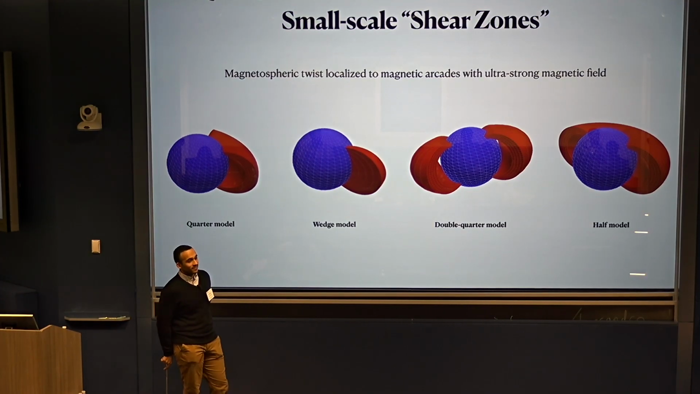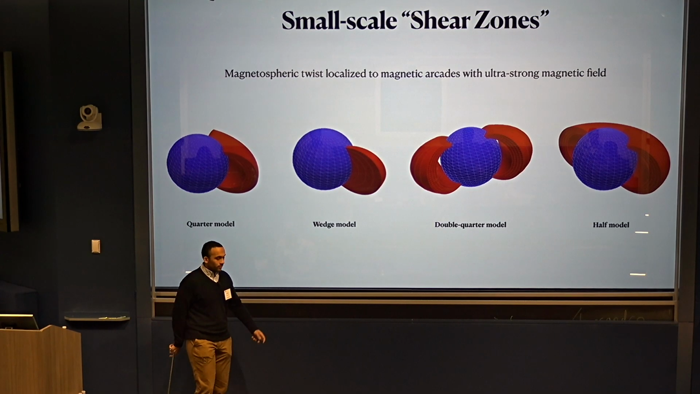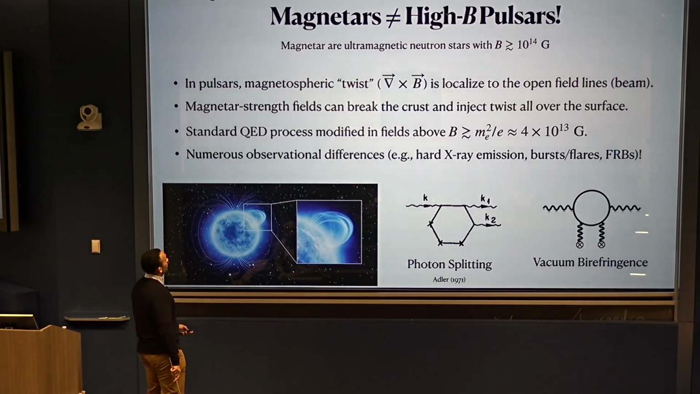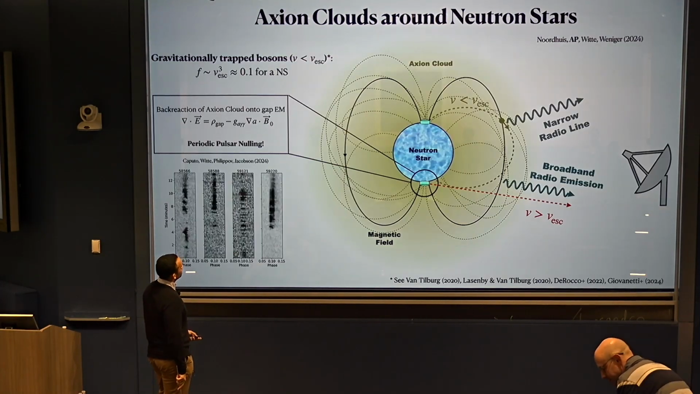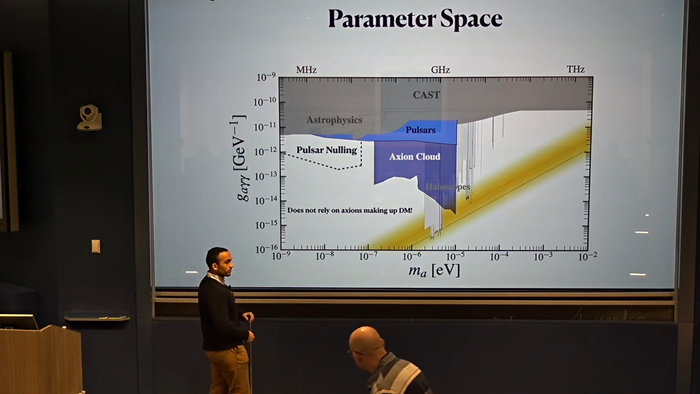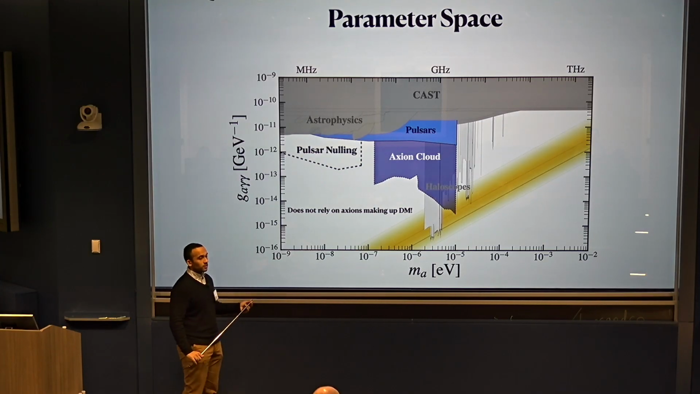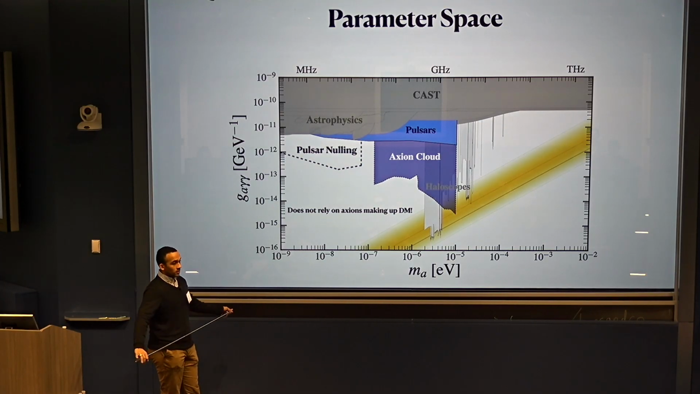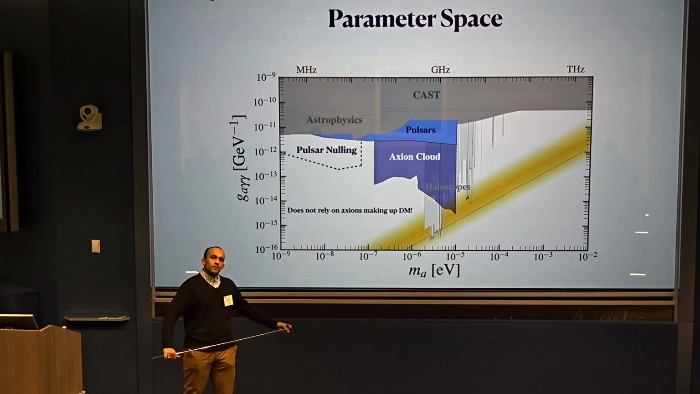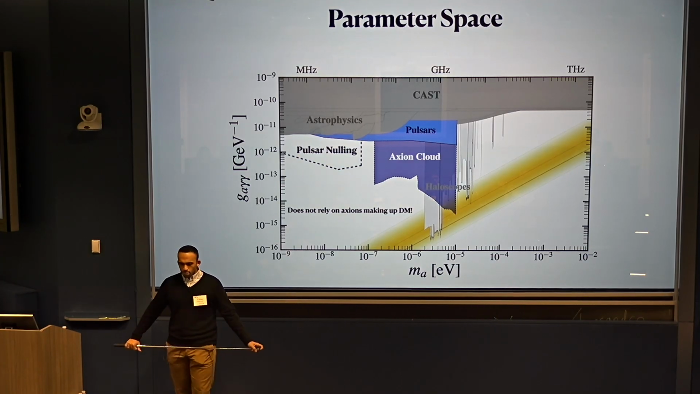Yeah, so again about pulsar nulling. Is that what you showed? Look like the nulling constraints, yeah, this one. These two constraints seem to be somewhat sensitive to different axion masses. Is there a quick way to understand why the nulling constraint is more sensitive to lighter masses?